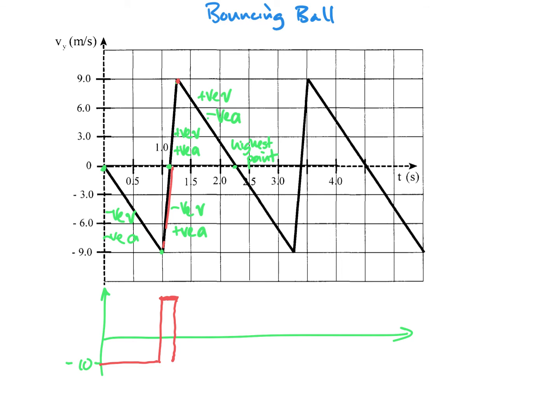And remember, on the way up it's -9.8, on the way down it's -9.8, all the way along to once again when it hits the ground, it bounces. And then we get a jump to some large positive value, back to -9.8. So this would be the corresponding acceleration-time graph for that bouncing ball that you're asked to sketch.